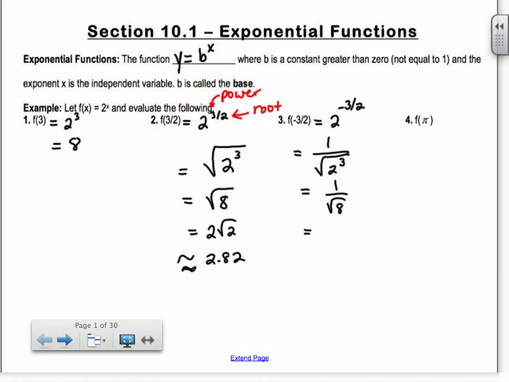You could rationalize that if you want. It would be 1 over 2 square root of 2, and then you multiply by square root of 2 on the top and the bottom. So here you'd have square root of 2 times square root of 2, which is 2. So you'd have square root of 2 over 4. Or you can write it as a decimal, so in this case it'd be 0.35.